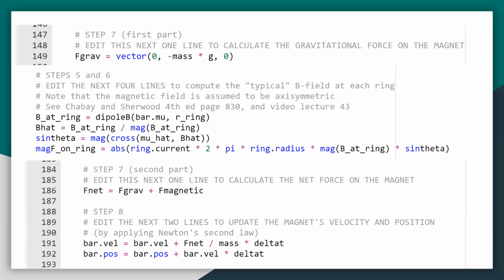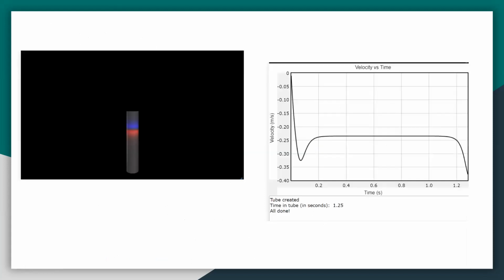And then I changed the four lines of code which compute the typical magnetic field at each ring. And then to calculate net force, I added the gravitational force and the magnetic force. Using the momentum principle, I updated the magnet's velocity and position. This is a picture of my result.